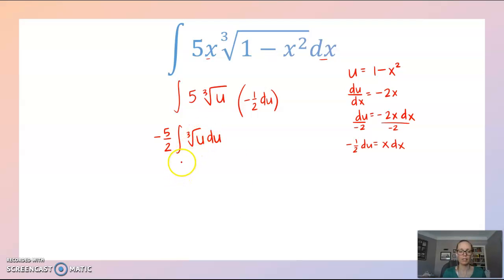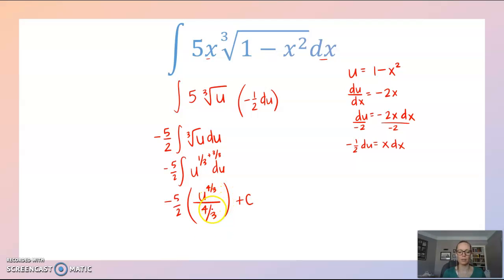Okay, from here I want to write this cube root as an exponent so that I can apply the power rule. So I have u to the 1/3 du. So when I add 1 to this, I'm actually adding a 3 over 3 because I need a common denominator here. And so that's going to be u to the 4/3 divided by 4/3. Don't forget that this is being multiplied to a negative 5/2, so you just have to make sure that you bring that down as you do the antiderivative.